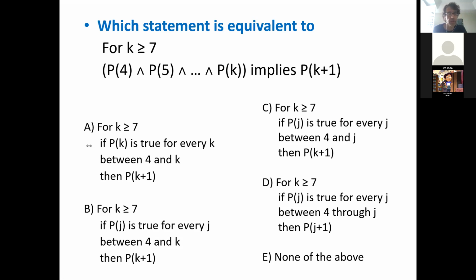Okay, I have a few A's. Okay, and I have a first B.